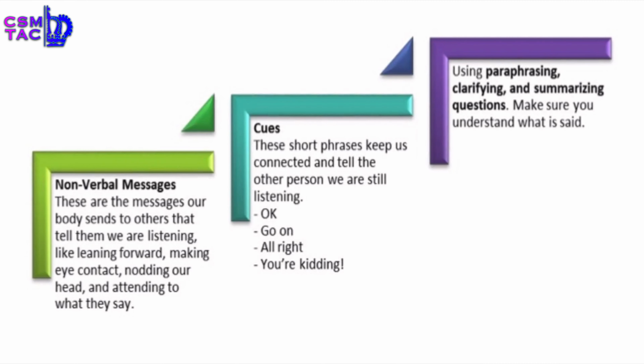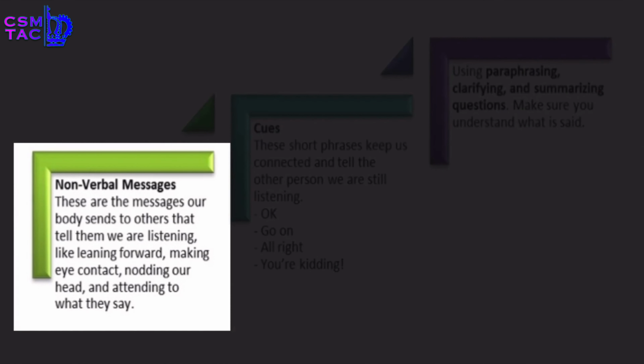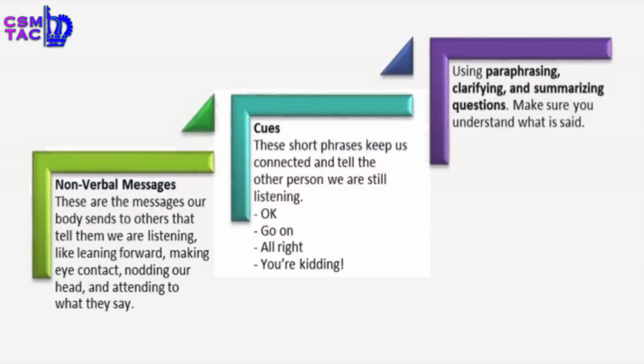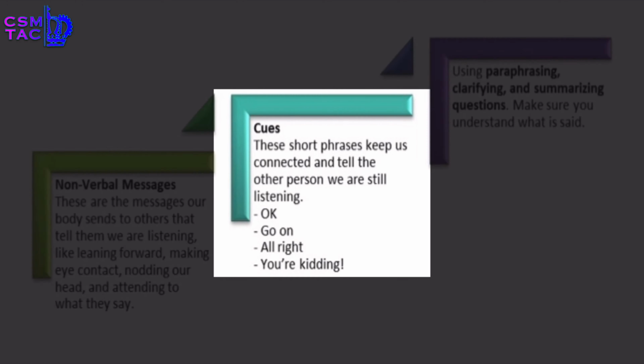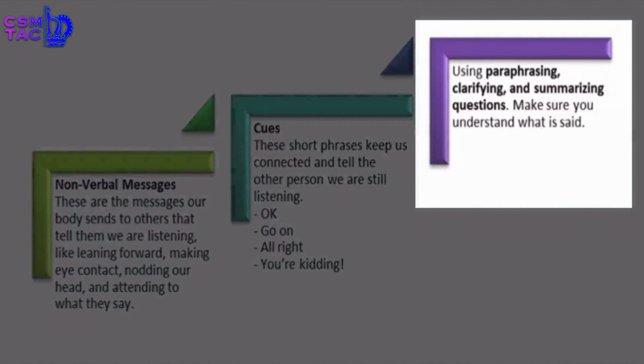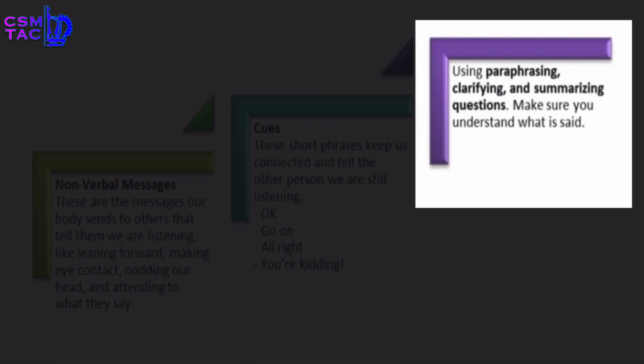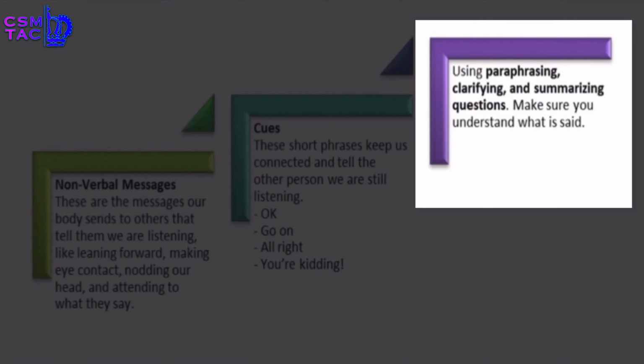Active listening has 3 stages. Firstly, nonverbal messages are equally important when communicating. Our nonverbal messages can include the way we stand, what we do with our hands, the sound of our voice, the way we walk, and the expressions on our face. Second stage, verbal cues or phrases such as, "Go on," "Really," and "Then what?" Third stage, questions for clarification or summarizing statements.